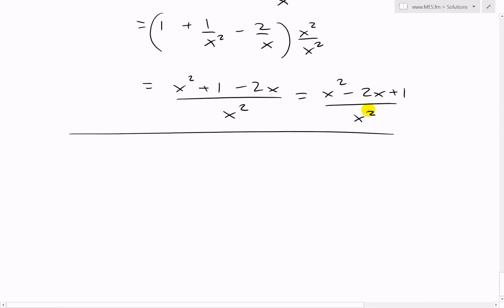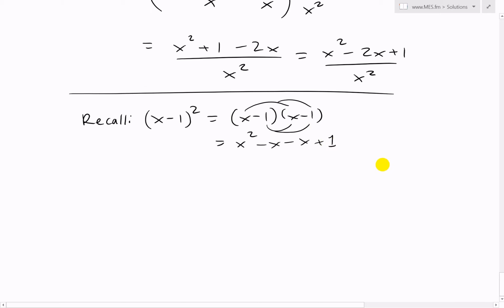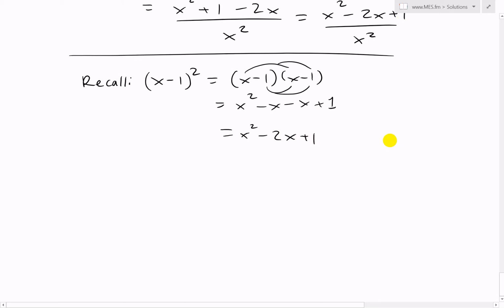Now you notice that the top is a perfect square. Recall that x minus 1 squared is the same thing as writing x minus 1 times x minus 1. Multiply this by this, that's x squared, then x times negative 1 is negative x, the same thing here, negative x, and then negative 1 times negative 1 is plus 1. This equals x squared minus 2x plus 1. So that's what this top part equals.